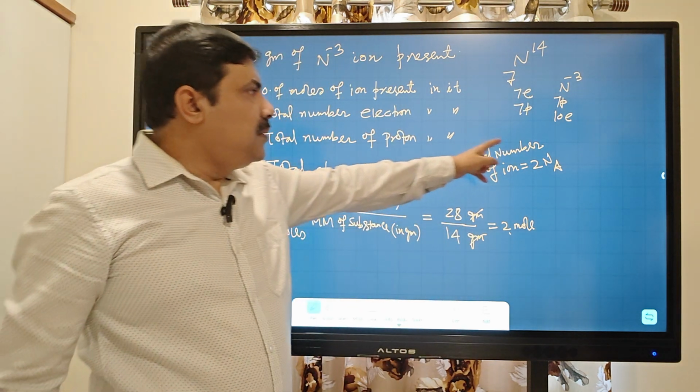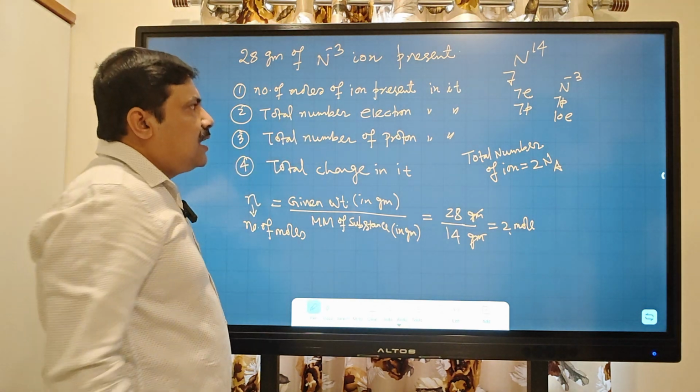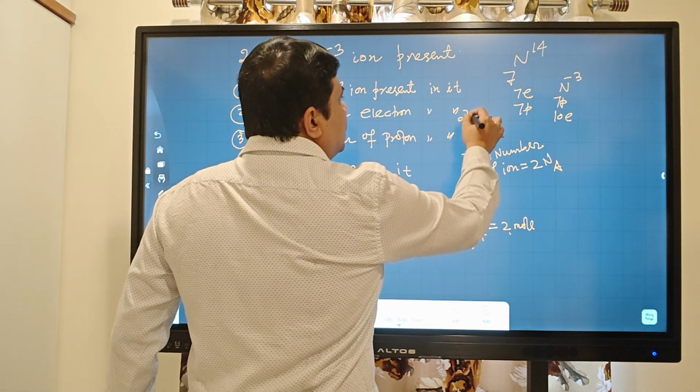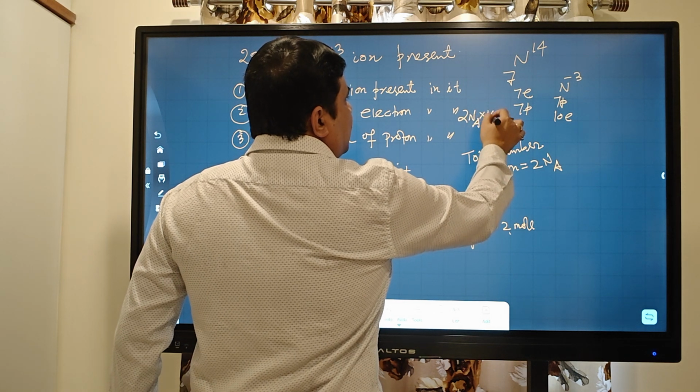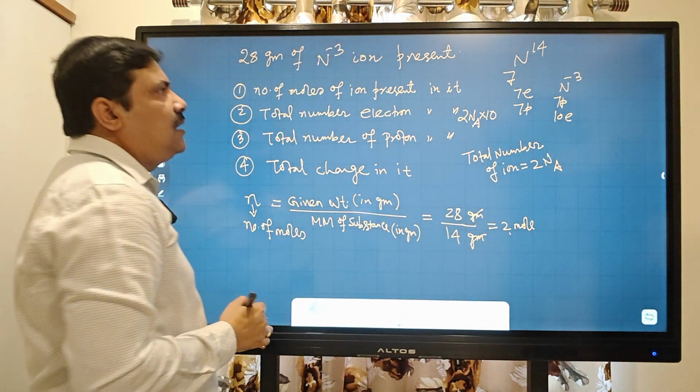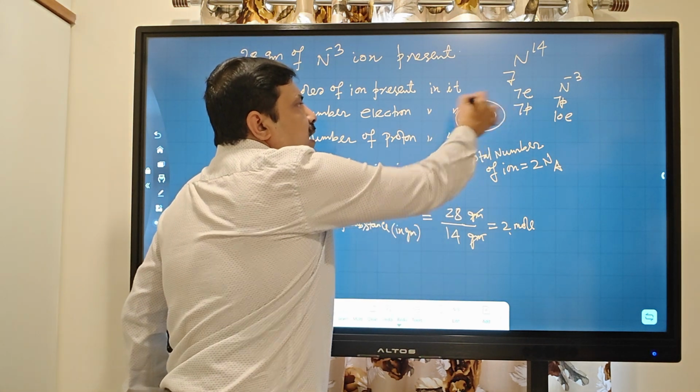But what is the total number of ions? We have 2Na ions. That's why the total number of electrons will be 2Na into 10. Because one ion has 10 electrons, and the total is 2Na ions, the total number of electrons will be 2Na into 10, that is 20Na.